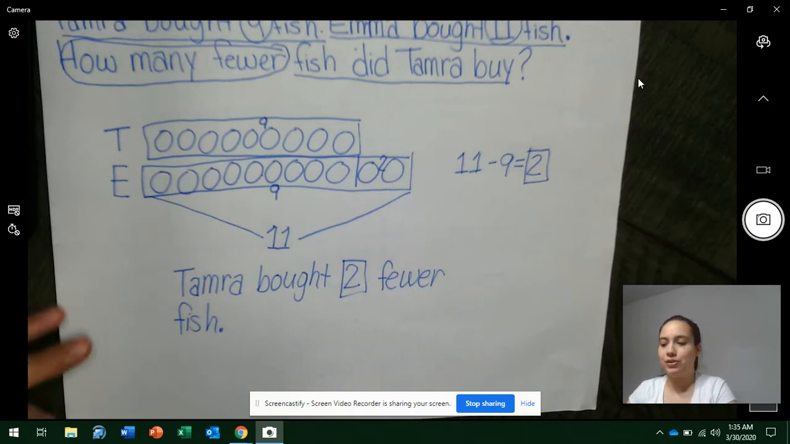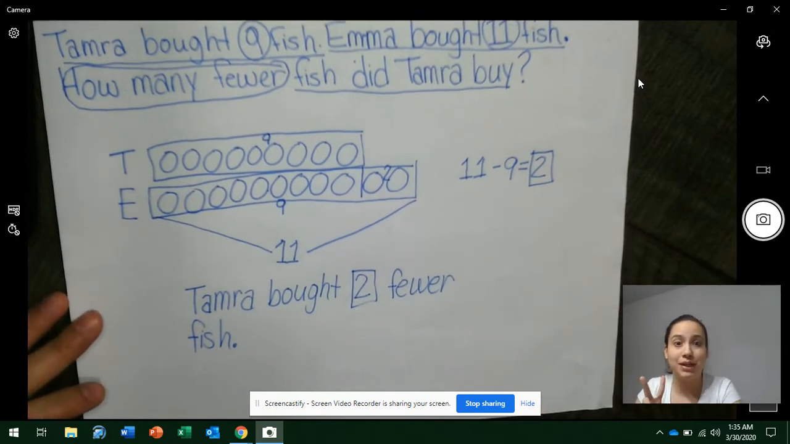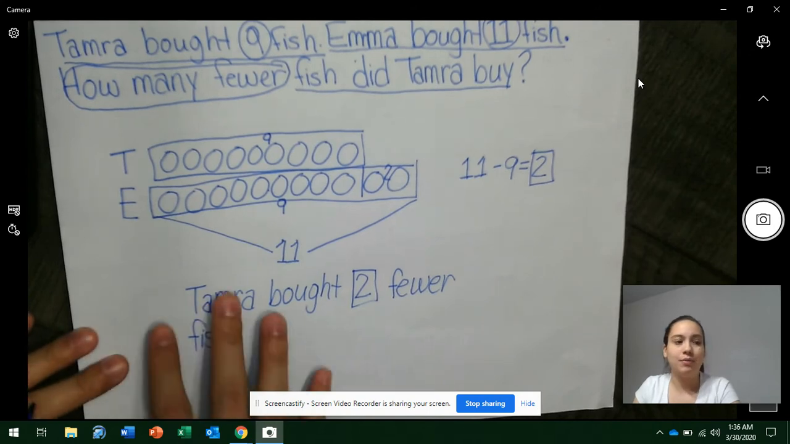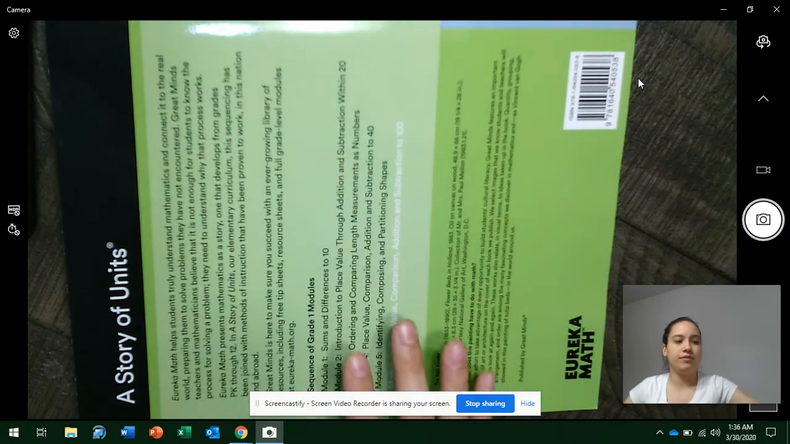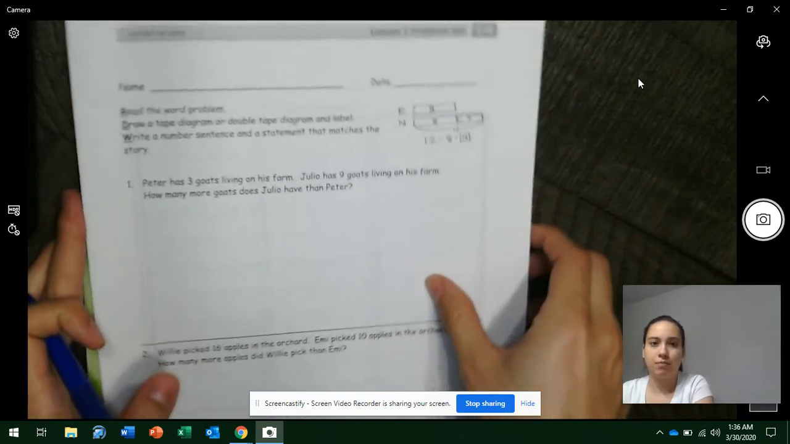Awesome job, boys and girls. Well, we already solved 2 comparison problems. You gotta be so proud of yourselves. So now I'm gonna do 1 example from your problem set. So go ahead and open up your book. I'm gonna go ahead and do it from my copy. If you have a copy, go ahead and work it out on your copy too.